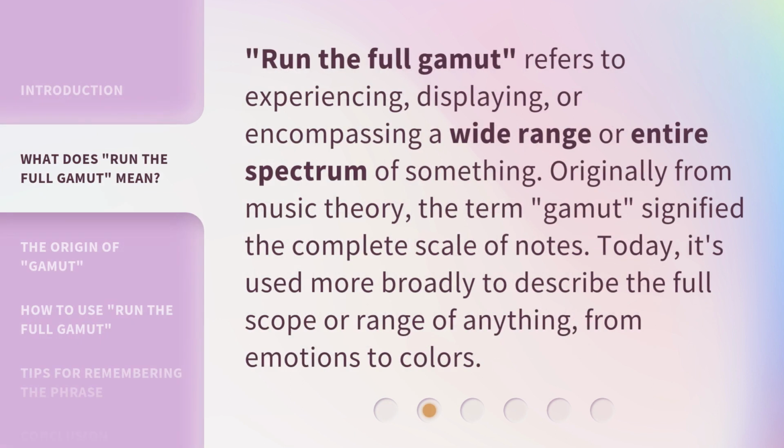Run the full gamut refers to experiencing, displaying, or encompassing a wide range or entire spectrum of something. Originally from music theory, the term gamut signified the complete scale of notes. Today, it's used more broadly to describe the full scope or range of anything, from emotions to colors.